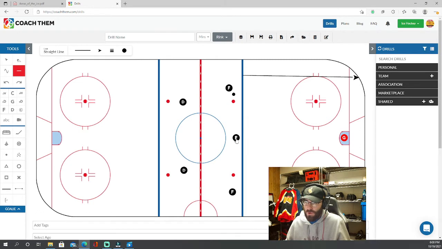So if this forward right here goes into the zone like that, and then the puck carrier follows him in, that is going to be an offsides play. The correct way of doing this is to make sure that the puck carrier enters the zone past the offensive zone blue line before our other members of the team can go into the zone.